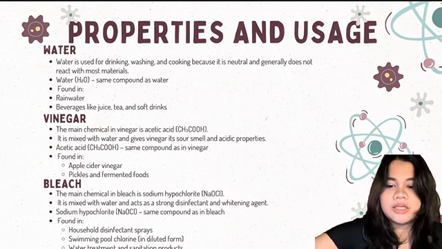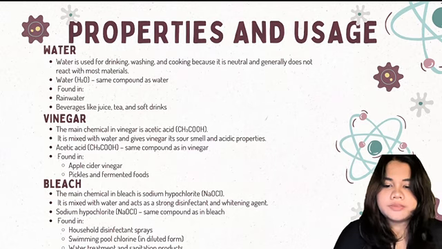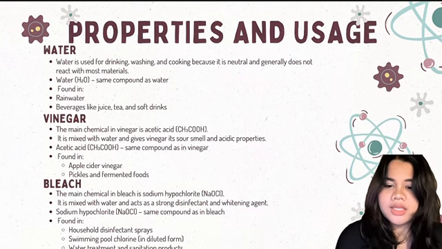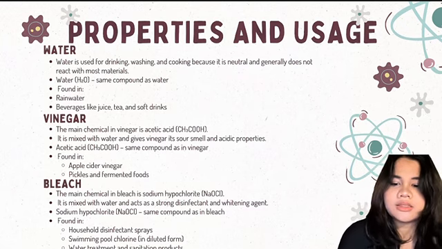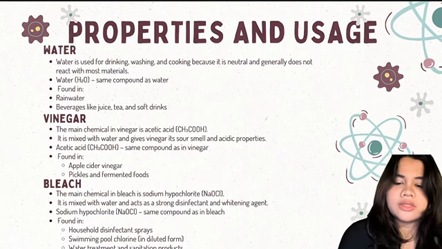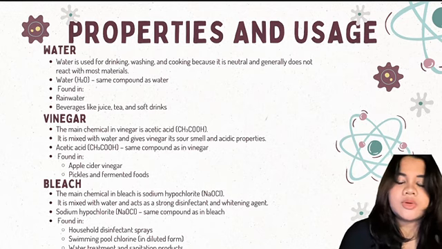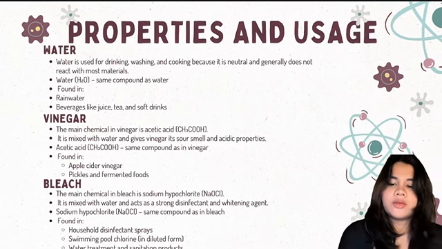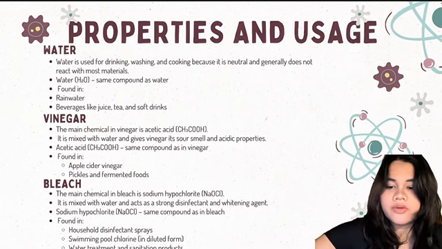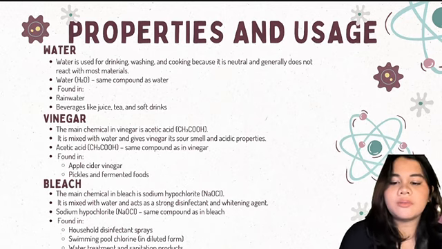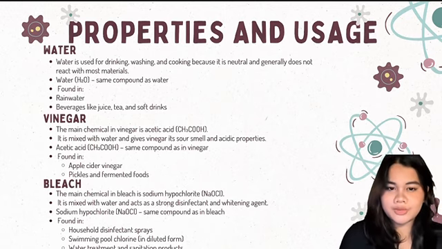Lastly, bleach. The main chemical in bleach is sodium hypochlorite, or NaOCl. It is mixed with water and acts as a strong disinfectant and whitening agent. This is why bleach is used in households, swimming pools, in diluted form, and water treatment products. Overall, even though all three are liquids, they are different chemical compounds, giving them very different properties and uses.